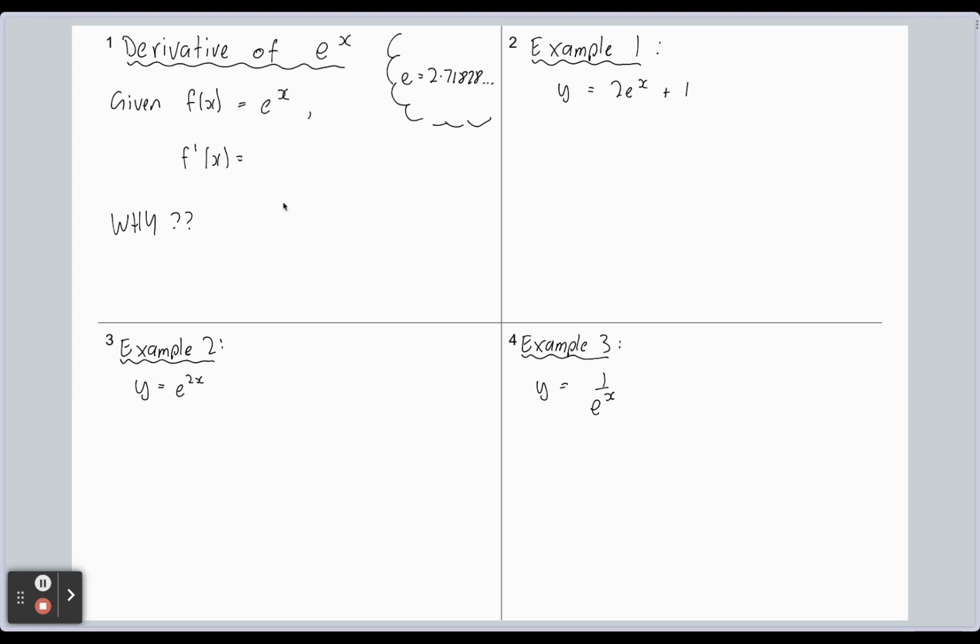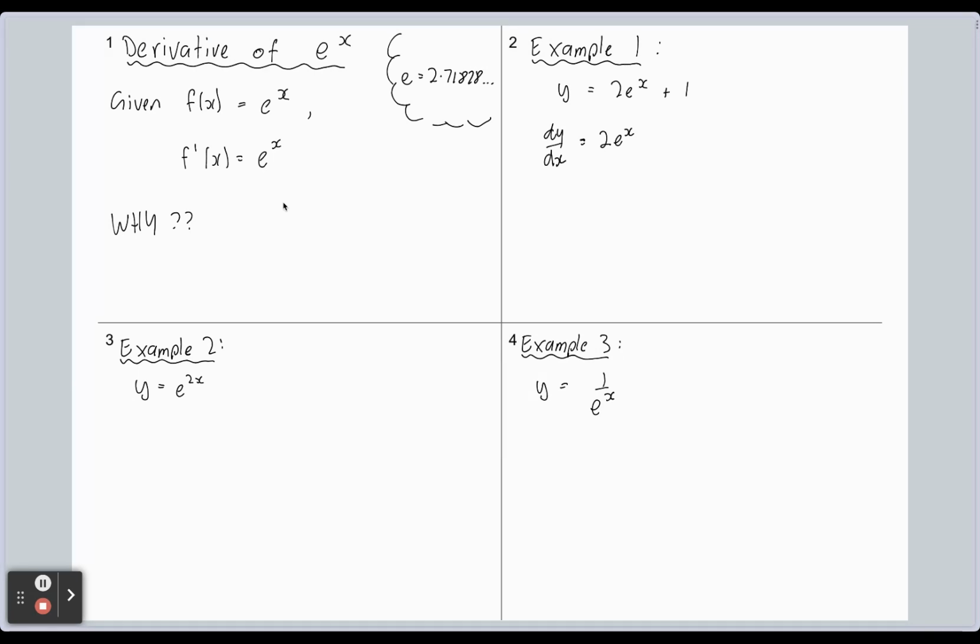f dash of x is equal to e to the x if f of x equals e to the x. There you go. Nice and simple. Let's have a look at a whole bunch of examples and see how that works out. So if y equals 2e to the x plus 1, then dy by dx is equal to, so the 2 remains constant, and e to the x is e to the x, so it's 2e to the x, and the 1 drops off the radar. So dy by dx equals 2e to the power of x.